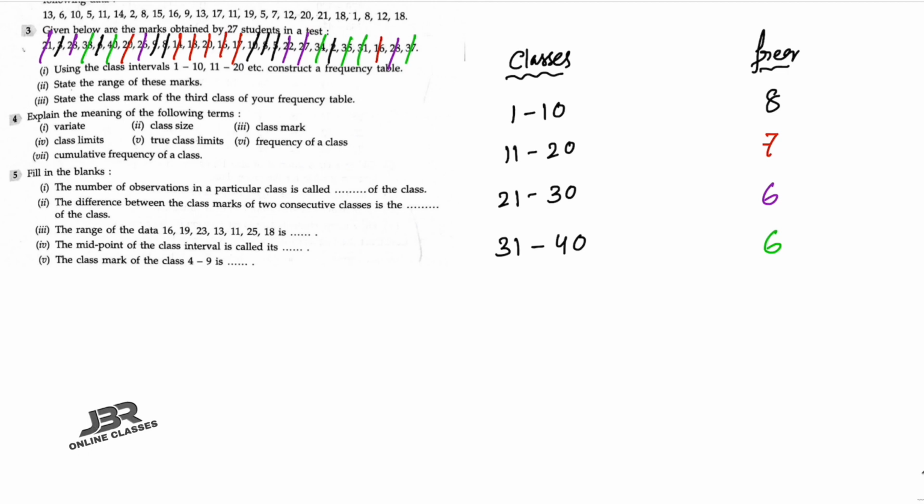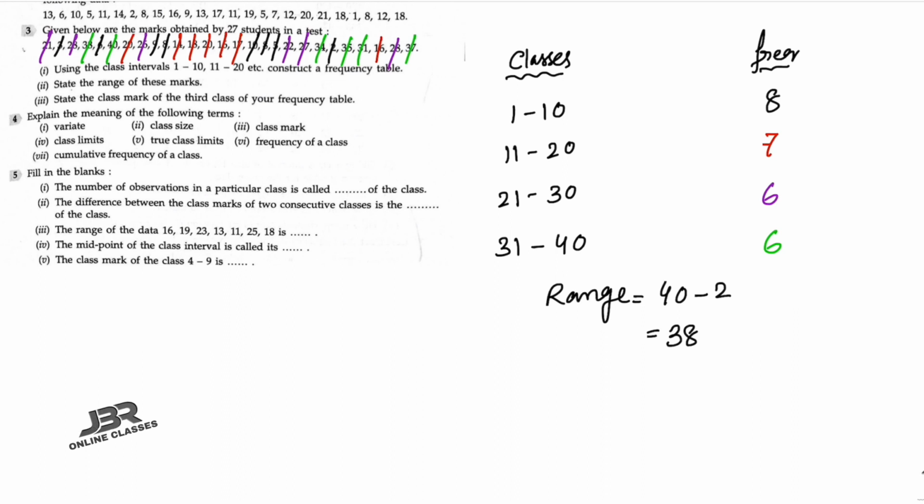Now next, number 2, state the range of these marks. So here the range is, first you have to find out the maximum value and then write down the minimum value. So here the maximum value is 40, okay, and the minimum value is 2, so the range is 38. I repeat, the maximum value minus the minimum value is the range, so here range equals 40 minus 2, that is equal to 38.